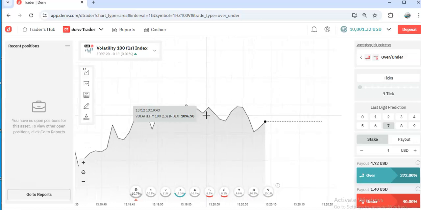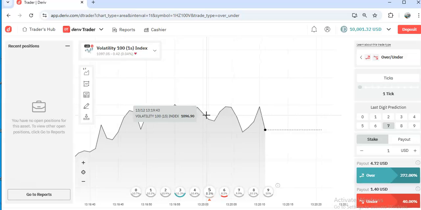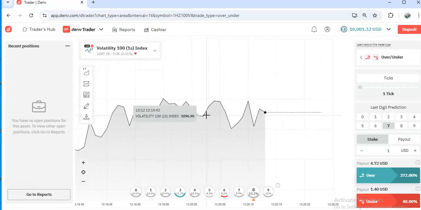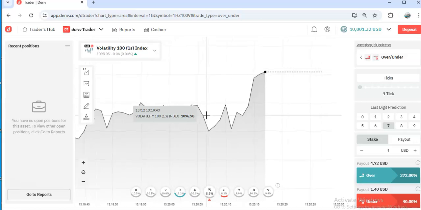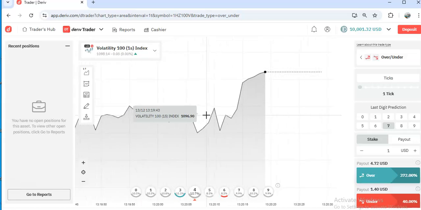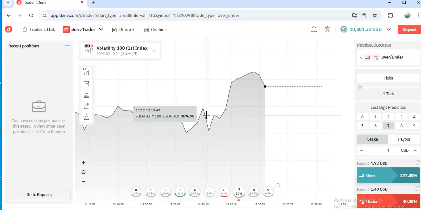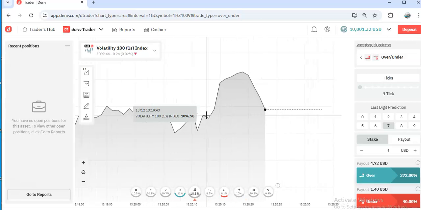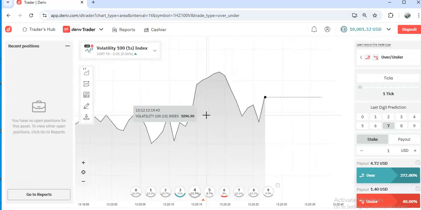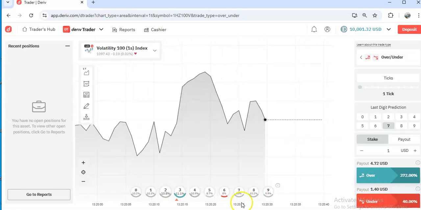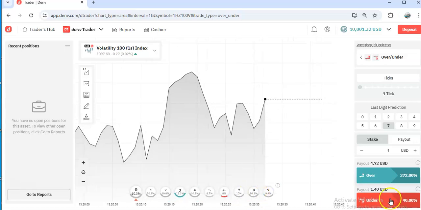But I have no bad blood with doing over and under on other trade types. It's just that my preference goes to rise and fall. There are so many who are also experts on these markets of over and under, and they usually make more money here. So you can choose your path. So I'm just going to do over and under.